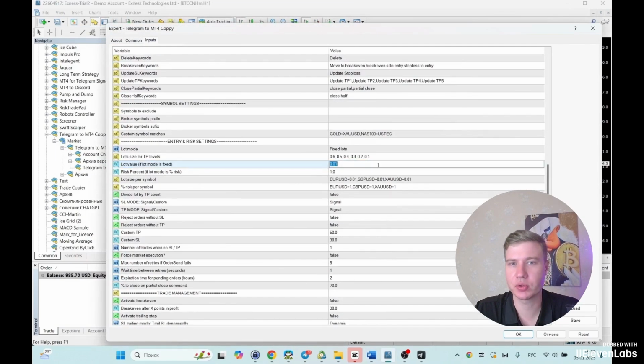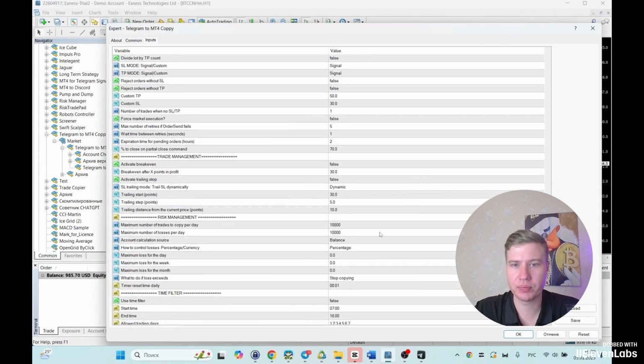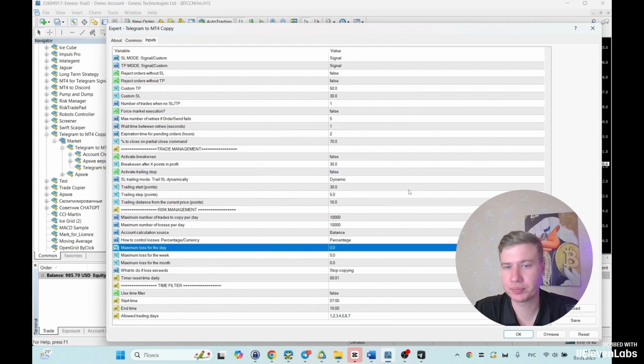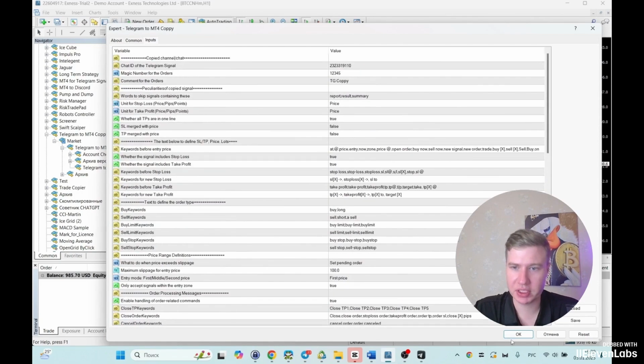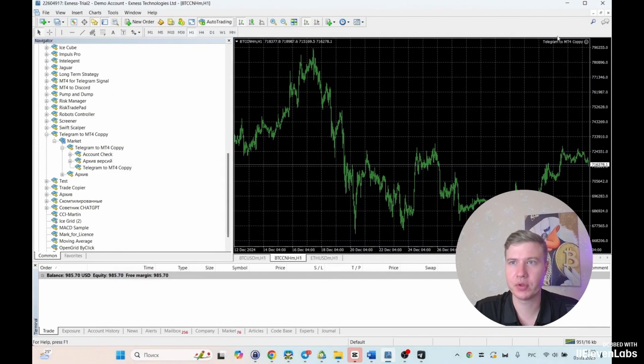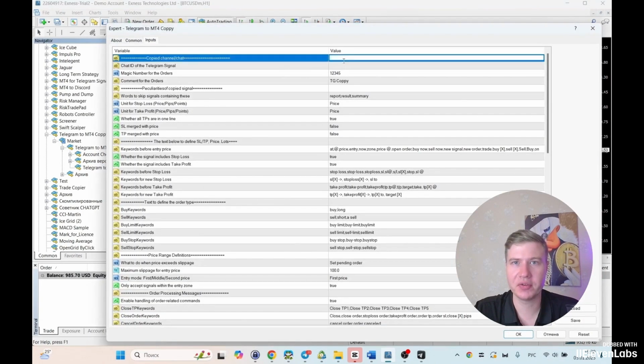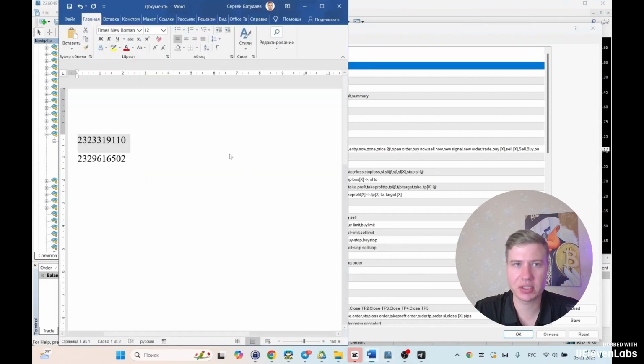For example, you will need to specify the lot right away. Then perhaps you want to specify the trading time, maximum daily loss. All these settings you specify and launch in the first window. That is the first channel. And for the second channel, you need to do the same. Move it to the chart, and in the chat ID section, insert the digits of the chat ID from the second channel.